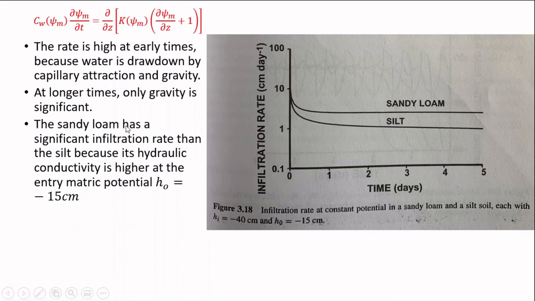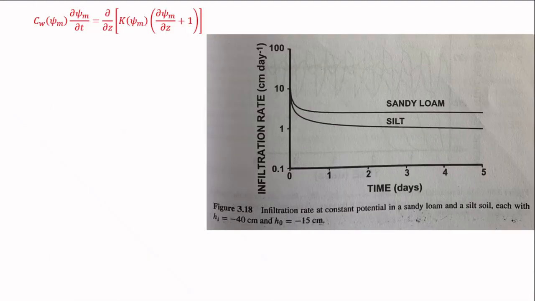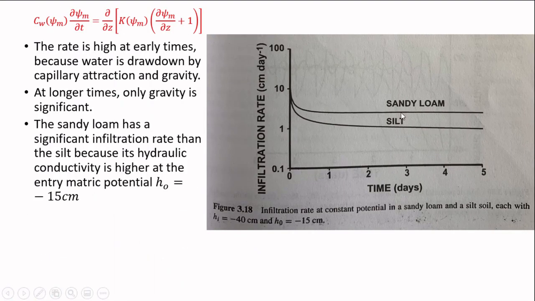So the sandy loam has a higher infiltration rate than the silt because its hydraulic conductivity is higher at the entry matric potential H0 equal to negative 15 centimeter. We can look at the graph: at negative 15 centimeter, the sandy loam hydraulic conductivity is higher than silt, which resulted in a higher infiltration rate.